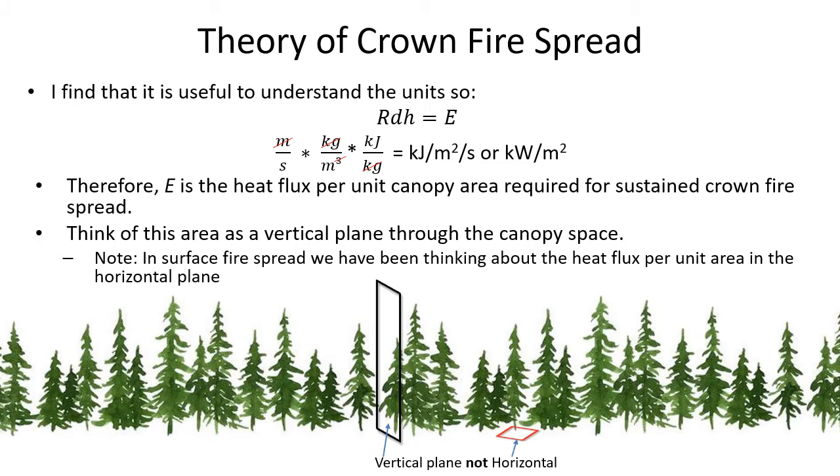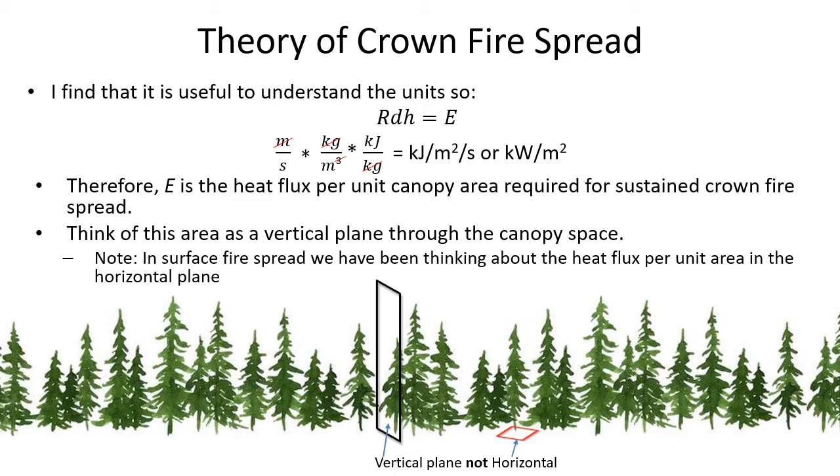So then I also wanted to work through the units. You guys have seen me do this before. I find it really helpful to think about these equations in terms of what the actual units are. It helps me understand what this is really saying. So here's our base equation, R·D·H equals E. The rate of spread is in meters per second, times our crown bulk density in kilograms per cubic meter, and then times the heat of ignition for that crown fuel in kilojoules per kilogram.